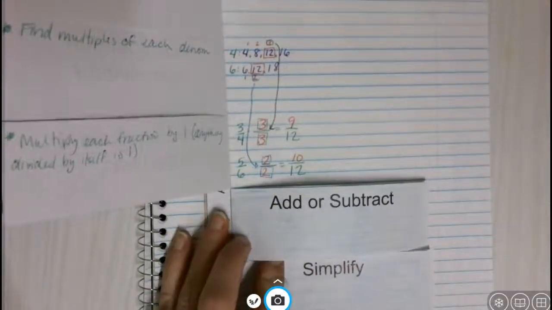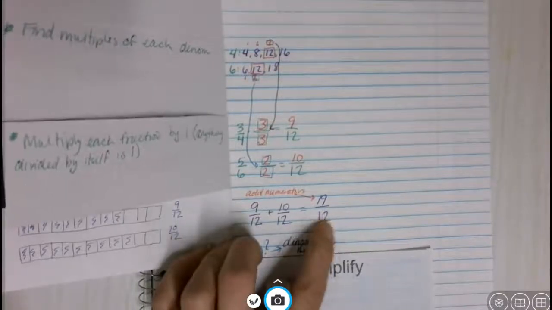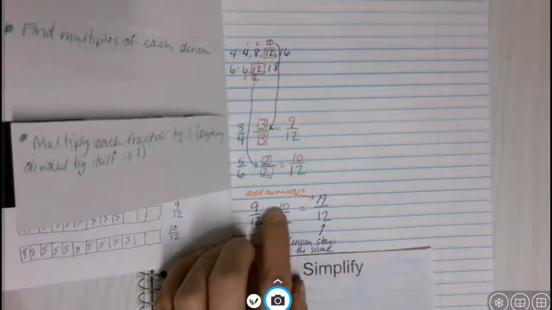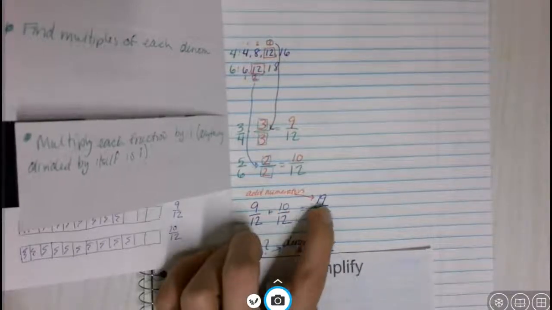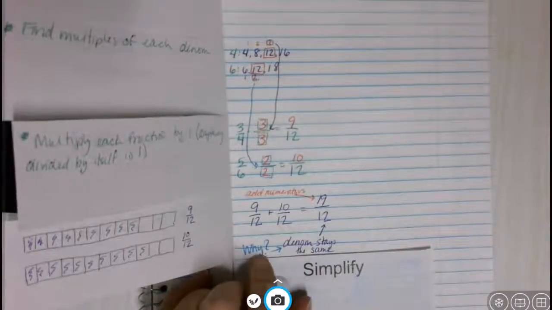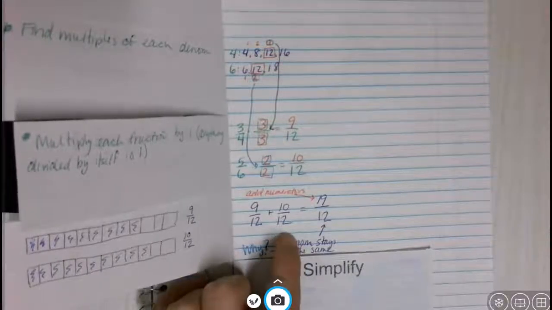So now is when I actually add or subtract. I'm going to keep my denominators the same when I'm adding or subtracting, because the pieces don't change size at all, and then I add my numerators here. So I will end up with 19/12. Okay, and I just explained why my denominator stays the same. Make sure you understand why that's the case. The pieces did not change size at all.